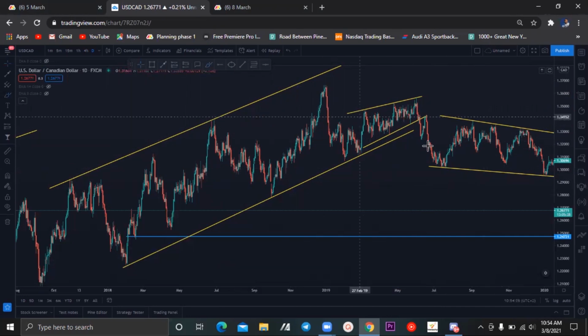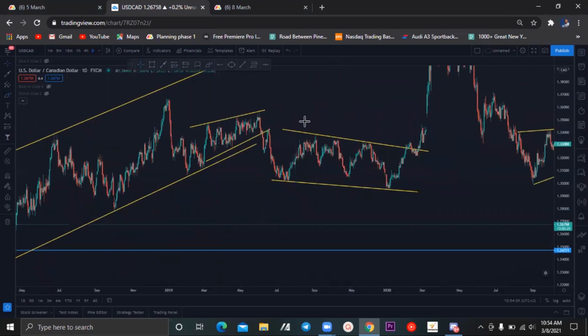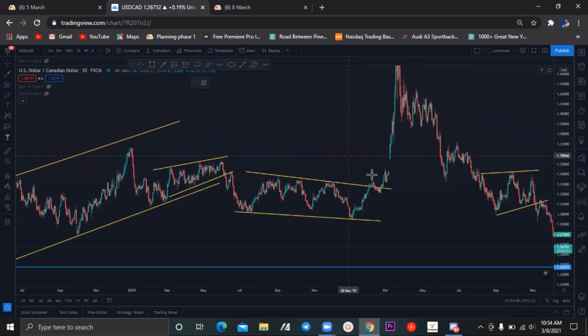Now we can see that the market completed the 90% rule here, and then it started to do what? It started to do a consolidation, as you can see. The market was in a consolidation period here for the longest time, for months. Then after that, we saw the market break out of structure here. Once it broke, it came back for a retest, and then pushed all the way to the upside.